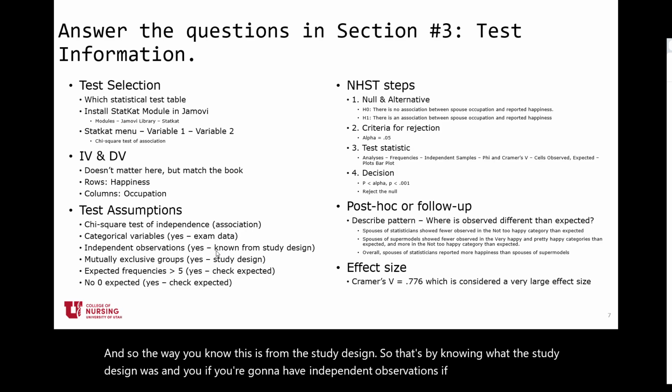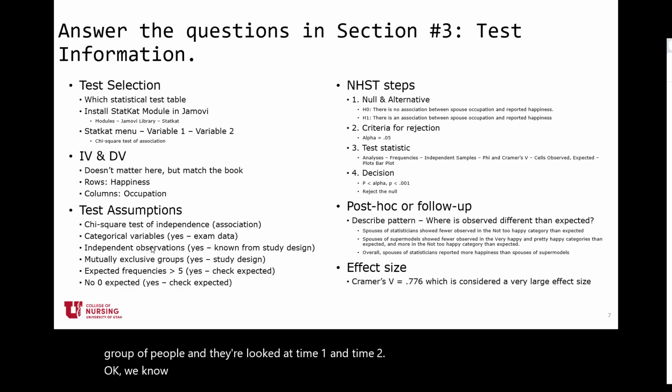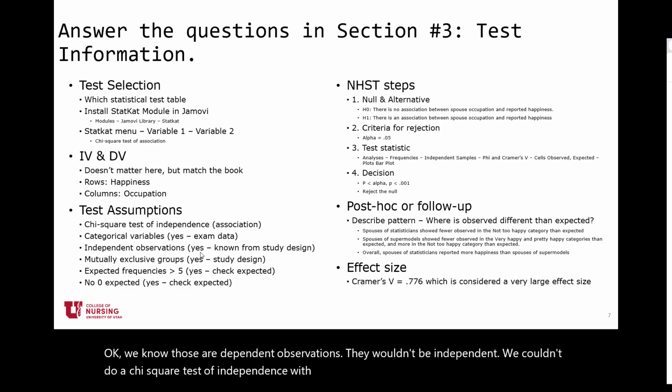If you had the same group of people and they're looked at time 1 and time 2, okay, we know those are dependent observations. They wouldn't be independent. We couldn't do a chi-square test of independence with them. So that's one reason to know the study design, because that helps you know if you meet an assumption.